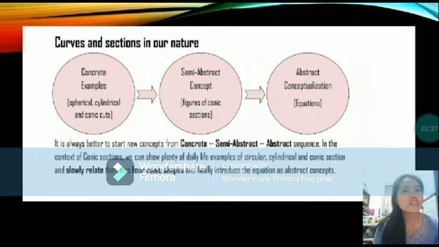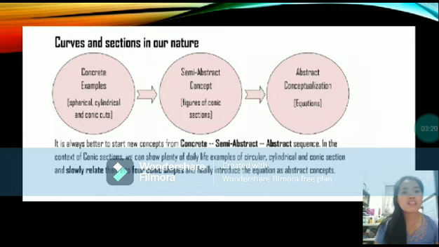Now, we have the so-called curves and sections in our nature. Concrete examples are spherical, cylindrical, and conic cuts. Those are the concrete examples of curves and sections that we can see in our everyday life. Semi-abstract concepts represent the figures of conic sections. And when we say abstract conceptualization, that is when we're dealing with equations. It is always better to start new concepts from concrete, to semi-abstract, to abstract sequence.